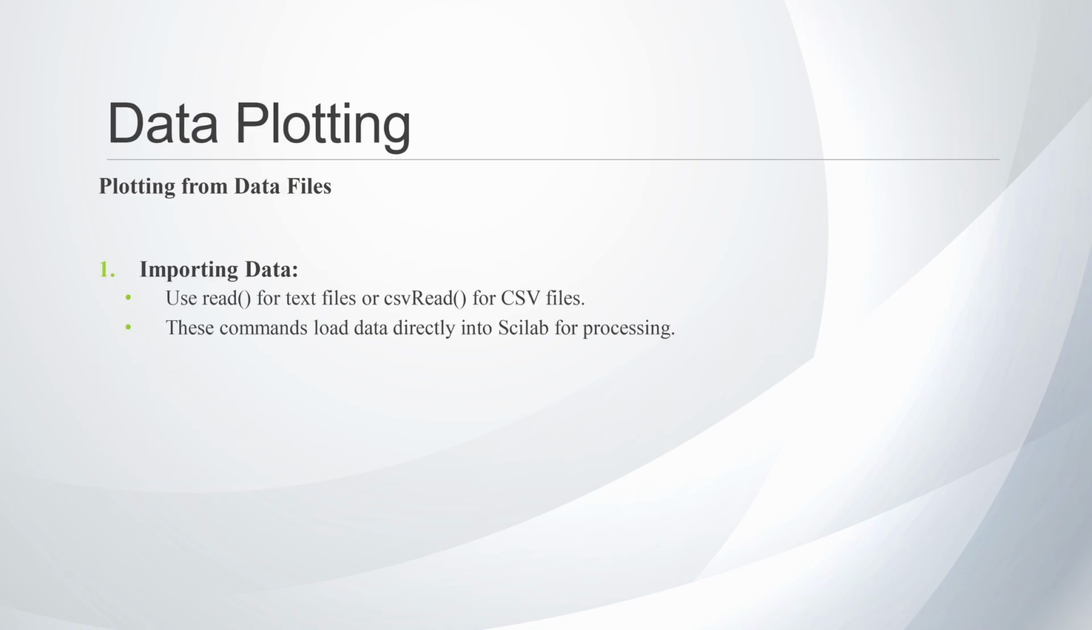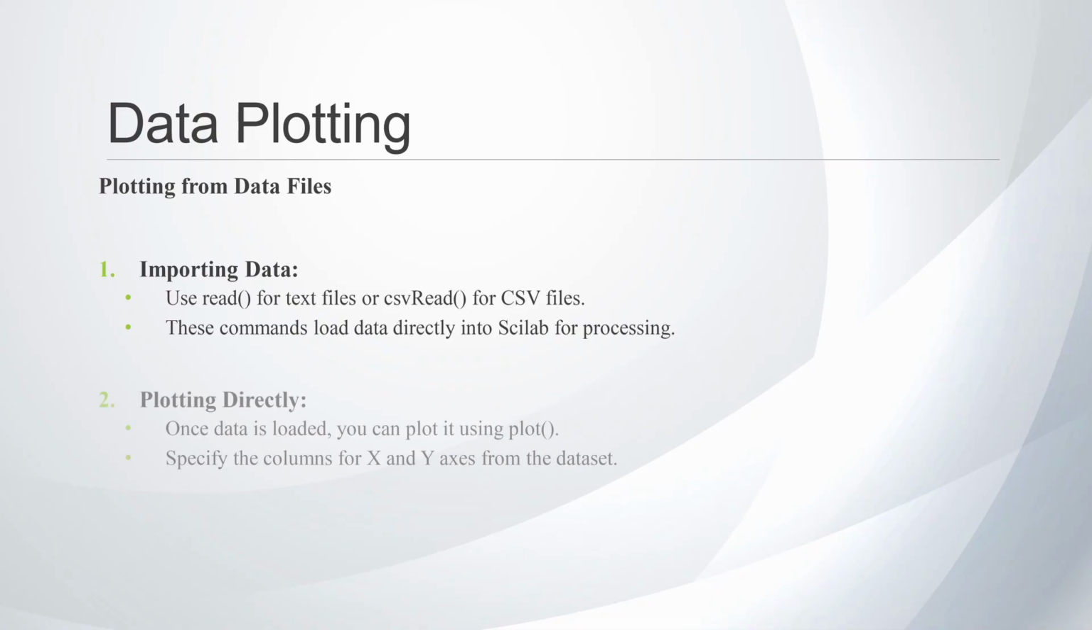In Scilab, you can create plots directly from data files. Data can be imported using commands like read for text files or csvRead for CSV files. After loading the data, we can use the plot command to visualize it. Just select the appropriate columns for the x and y axis and Scilab will generate the graph. This feature is useful for working with real-world datasets.